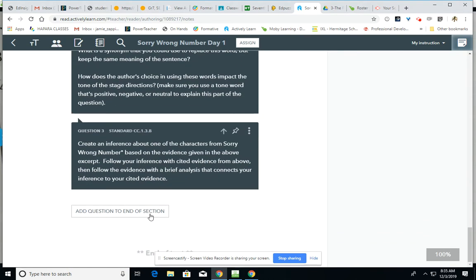Phase 3 is the only phase that you are, in fact, giving evidence. We are just looking at creating an inference here. You can create an inference about any of the characters mentioned or included in the above excerpt from Sorry, Wrong Number. But I want you to make an inference about one of the characters. And to do so, I want you to make sure you're able to start with your inference and then find a piece of evidence, whether it be from the stage directions or the lines given by the character, is up to you, but find a piece of evidence that helps to support your inference, and then explain how that evidence does in fact support your inference.